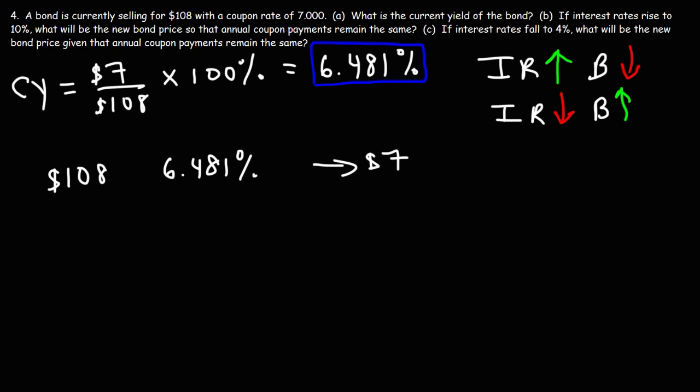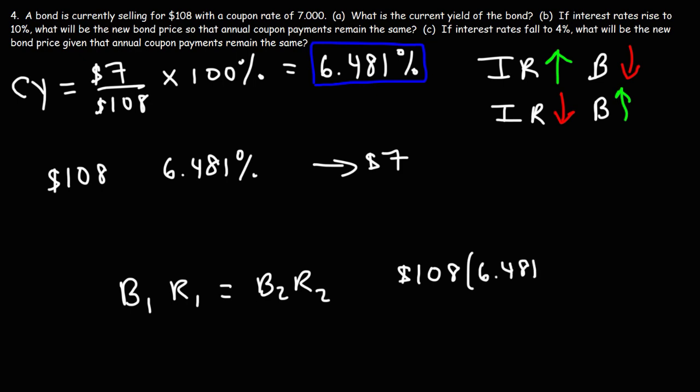Now, how can we determine what the new bond price will be if interest rates rise to 10%? Well, there's a simple formula that you can use to get the answer. B1 times R1 is equal to B2 times R2. So B1 is the original price of the bond, which is 108. R1 is going to be the current yield of that bond, which is 6.481%. And for this problem, you don't need to convert the percentage into a decimal.